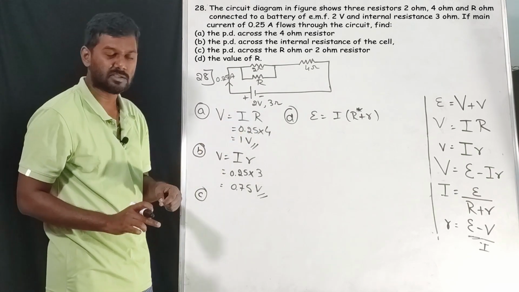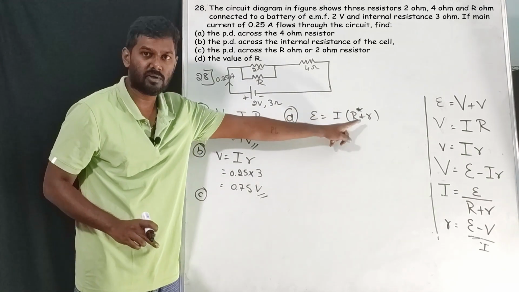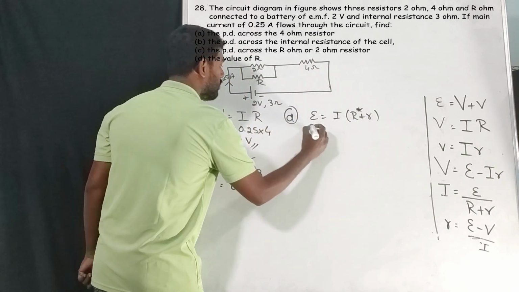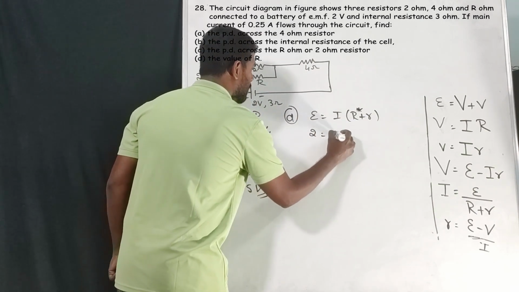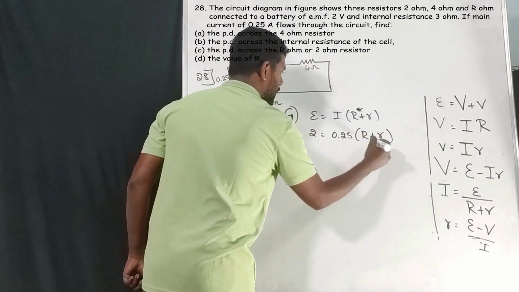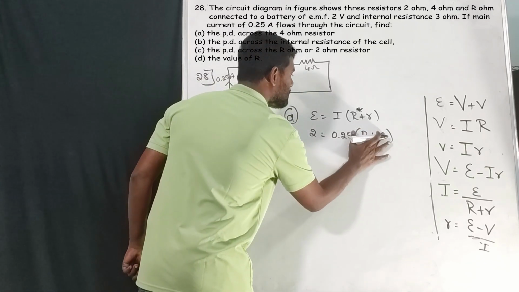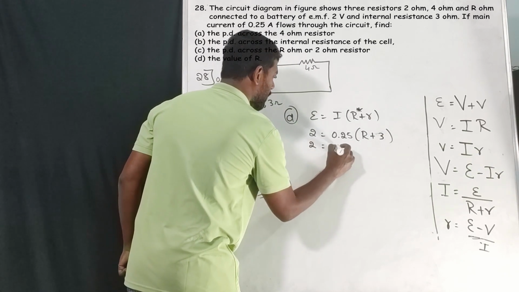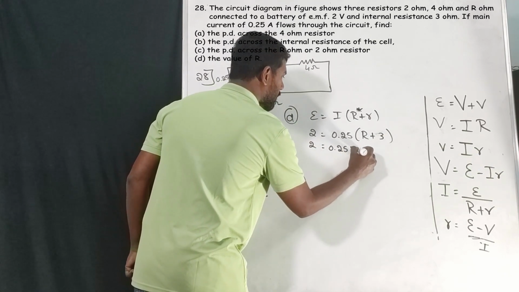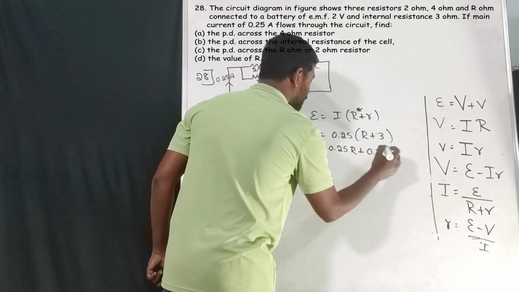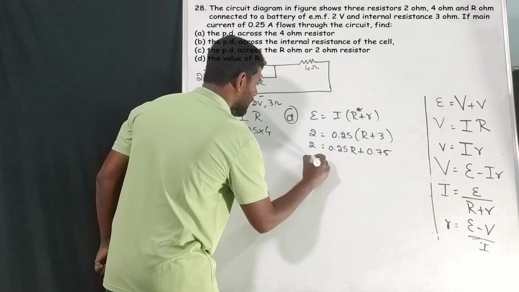Except this internal resistance. So first we will find this one, then I'll tell you what to do. Listen, E value is given as 2 volts, E equals I into (R plus r), correct? So this r will be 3. So 2 equals 0.25 R plus 0.25 into 3, that is 0.75. We'll send this that side.